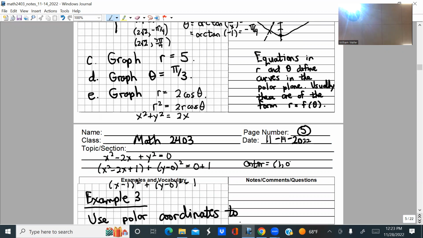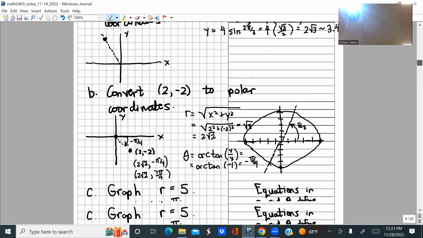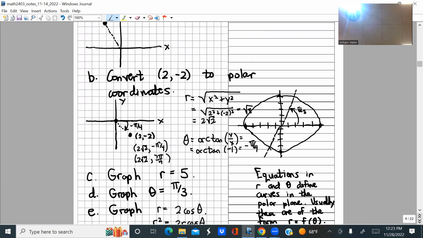Yeah, the circle center is at (1, 0), and the radius is 1. So can we put that in over here? Can I squeeze that in? So the center is at (1, 0), and the radius is 1. So on this set of axes, you get this tiny little circle right there. Okay.